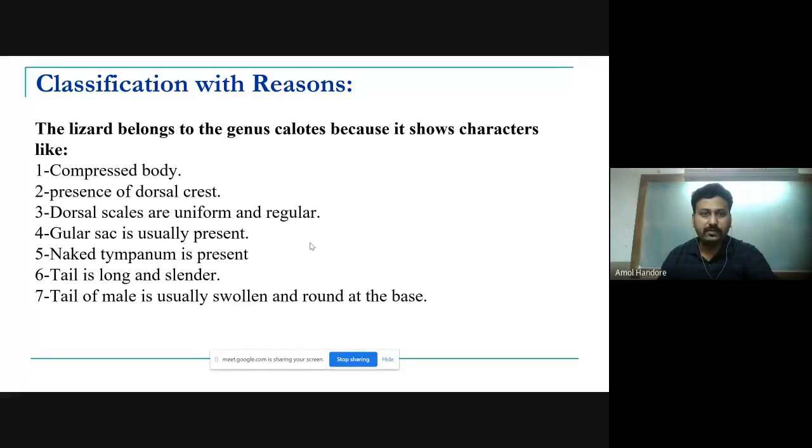Okay, now we are classifying it into the genus Calotes because it has a compressed body. So the body is dorsolaterally compressed. It has the presence of a dorsal crest. I will show you in the picture. It has dorsal scales which are uniform and regular. First of all, the body of the animal is divided into dorsal surface and ventral surface. It has the presence of gular sacs. So what are these gular sacs? I will show in the picture. They have a naked tympanum, the tail is long and slender, and the tail of the male is usually swollen and round at the base. So all these are the features of genus Calotes.